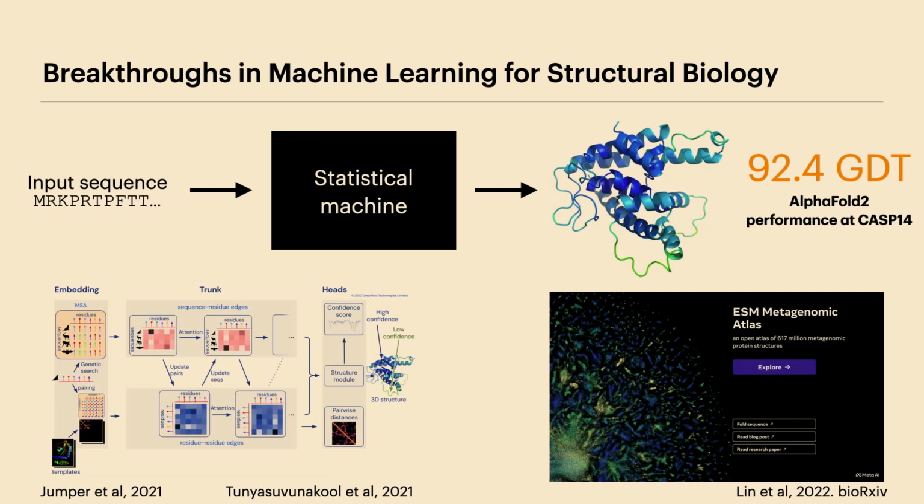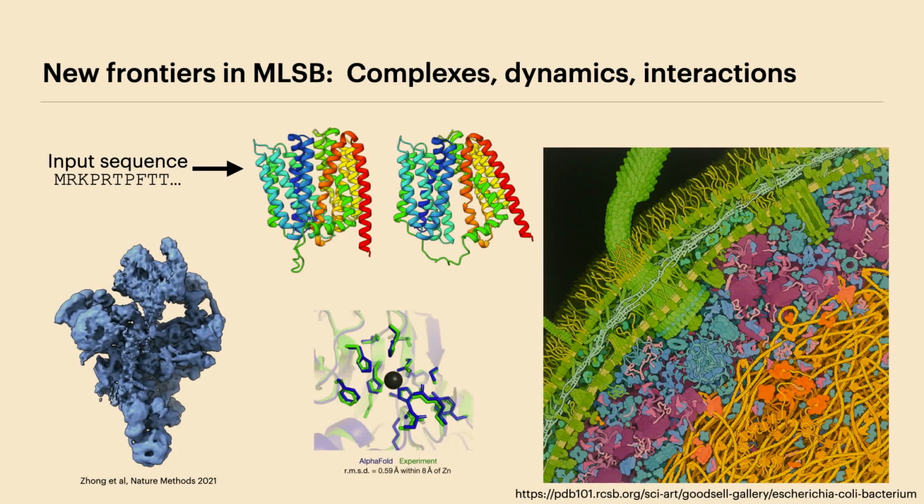Just a week or two ago, the folks at FAIR connected AlphaFold architectures with large-scale protein language models to predict the structures of 617 million metagenomic proteins. So I think this is a very exciting time for ML and structural biology. But what are the new frontiers?